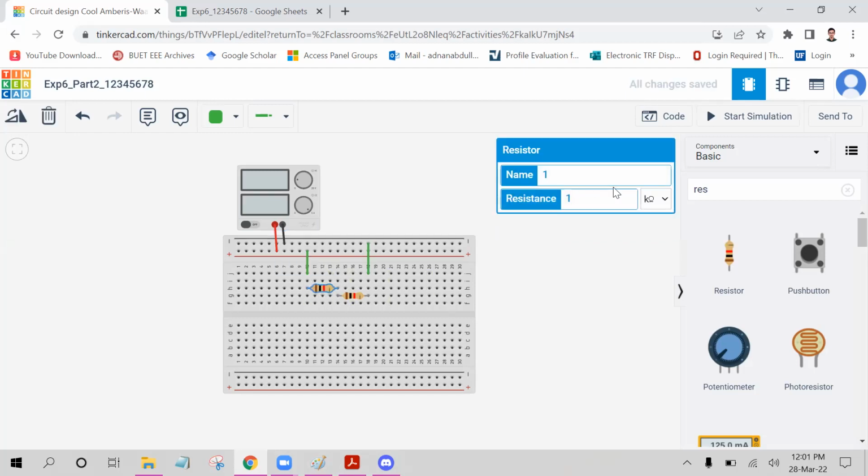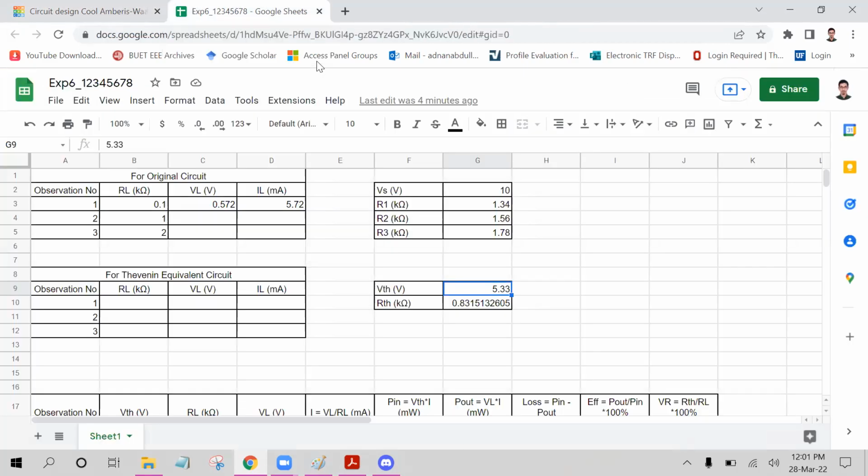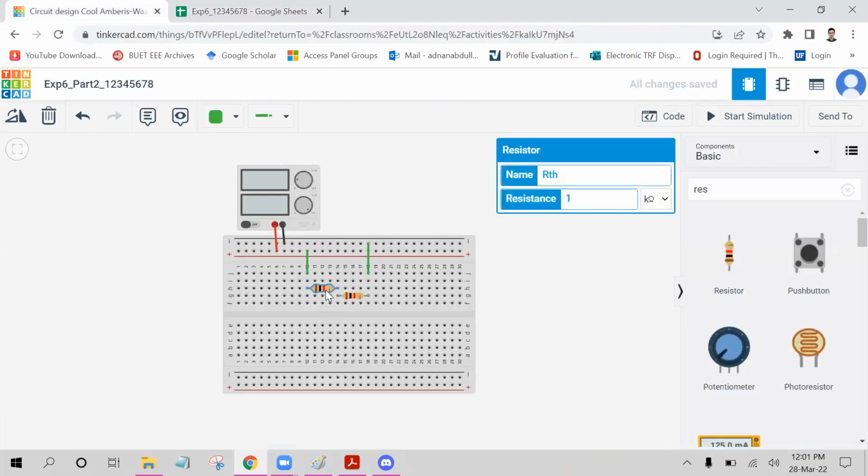Next, the first resistor, we can rename it Thevenin. So this value is also going to be different for each of you. In my case, it was 0.8315 kilo ohms. So I'm going to write it here, 0.8315 kilo ohms.